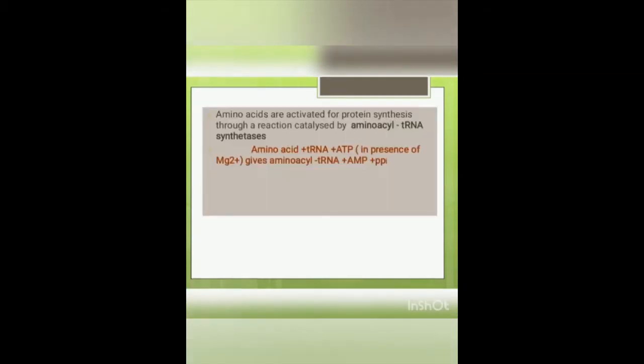Amino acids are activated for protein synthesis through a reaction catalyzed by aminoacyl-tRNA synthetase. Amino acid plus tRNA plus ATP, in the presence of magnesium 2+, gives the aminoacyl-tRNA plus AMP. Here the ATP is converted to AMP, not ADP.